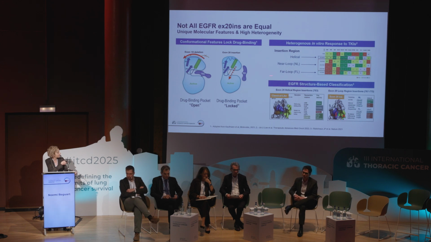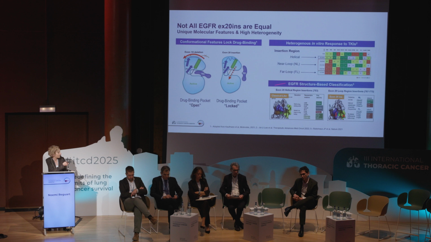You can see here, depending on the location of the insertion, helical, near loop, or far loop, that there's a lot of heterogeneity. So it isn't clear if it's because of the different structure, or if there are other things explaining this data, but as Jordi commented, it could be that the different conformation of these insertions located at different sites could provide this difference in sensitivity. So this might be very important in the future when we select treatments.